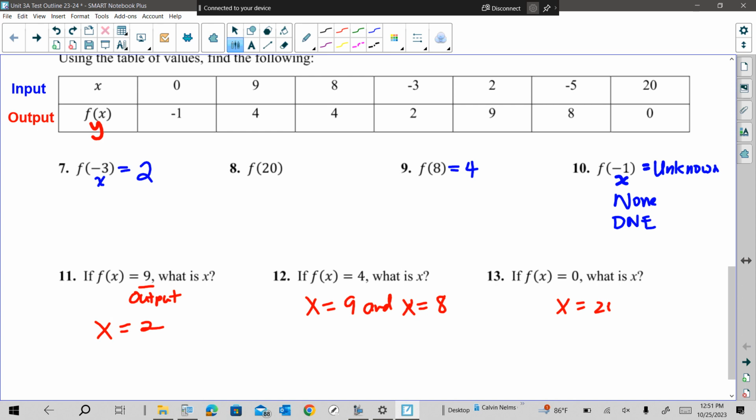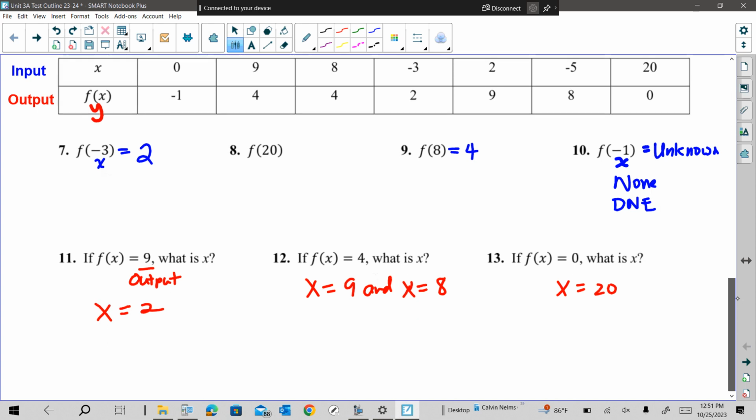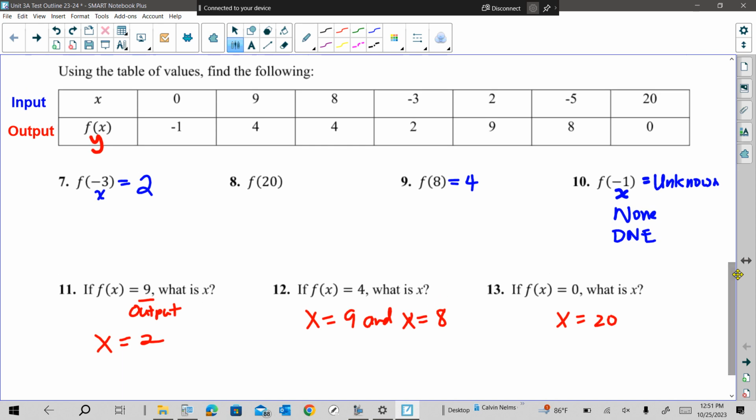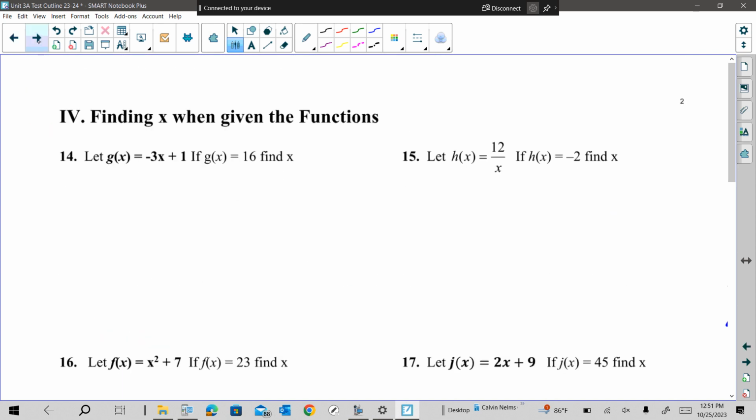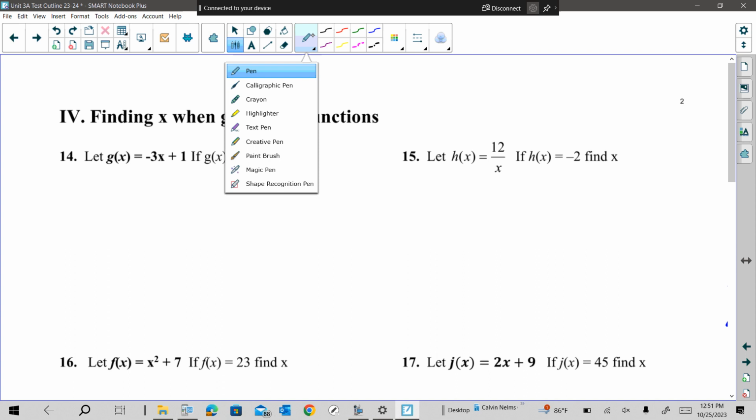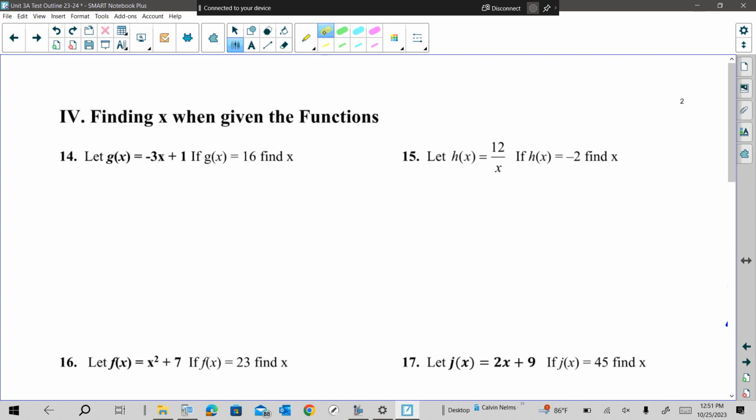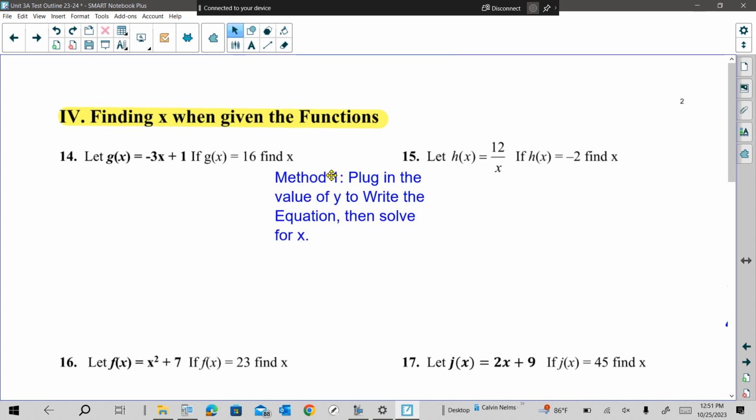All right, so that's just reading it off the table. Not much math on that. Now on here, they want you to find the x when given the function. If they give you the function, there are 2 methods. I'm going to show you 2 methods. The first method, you plug in the value of y to write the equation and then solve for x, because they want us to find x.